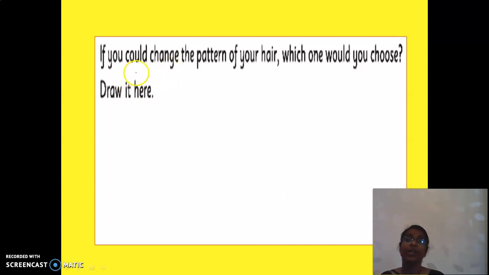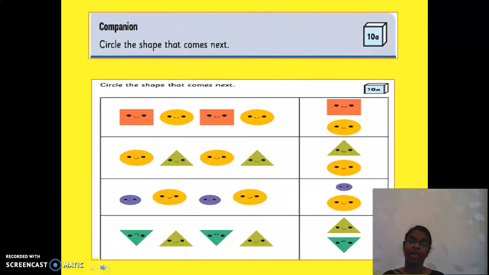The next one. If you could change the pattern of your hair, which one would you choose? You have to write it here and even draw it here. You can draw your picture: the outline of your picture, and draw the hair texture you like. Will you be able to complete this activity? Yes? Okay.